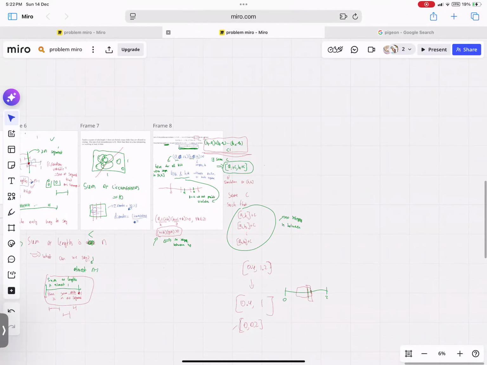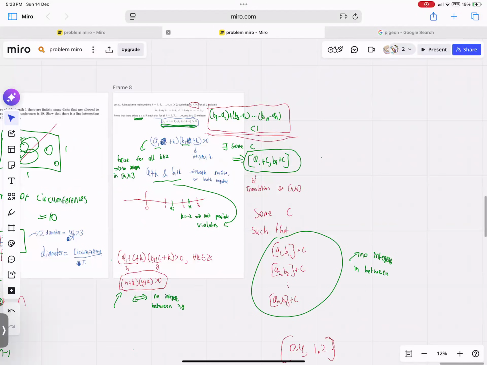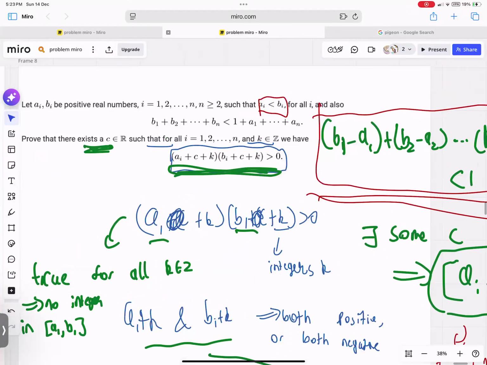Yes, you could think of it as mod Z. That's a better word to use. Or mod 1, actually. But if an interval ai comma bi already contains an integer, then how can adding an integer c stop that? t is not an integer, it's an arbitrary real number.